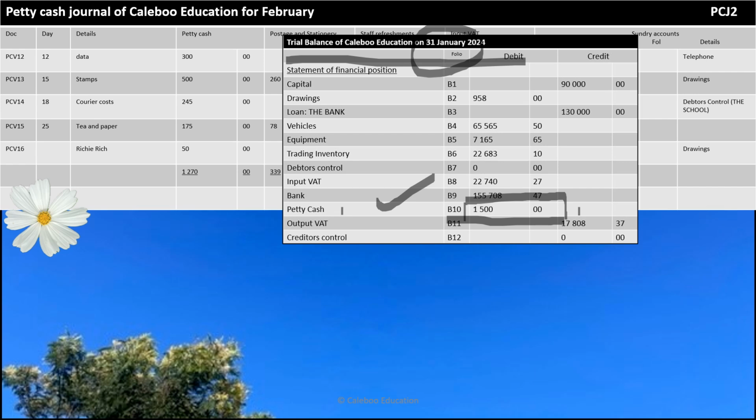So this is the balance brought down on the 1st of February, 1,500. It is the imprest amount. In this exercise, I'm not putting in opening balances. I'm only taking the information from the petty cash journal to the general ledger. But I thought I would just include this for a little bit of extra insight into petty cash.